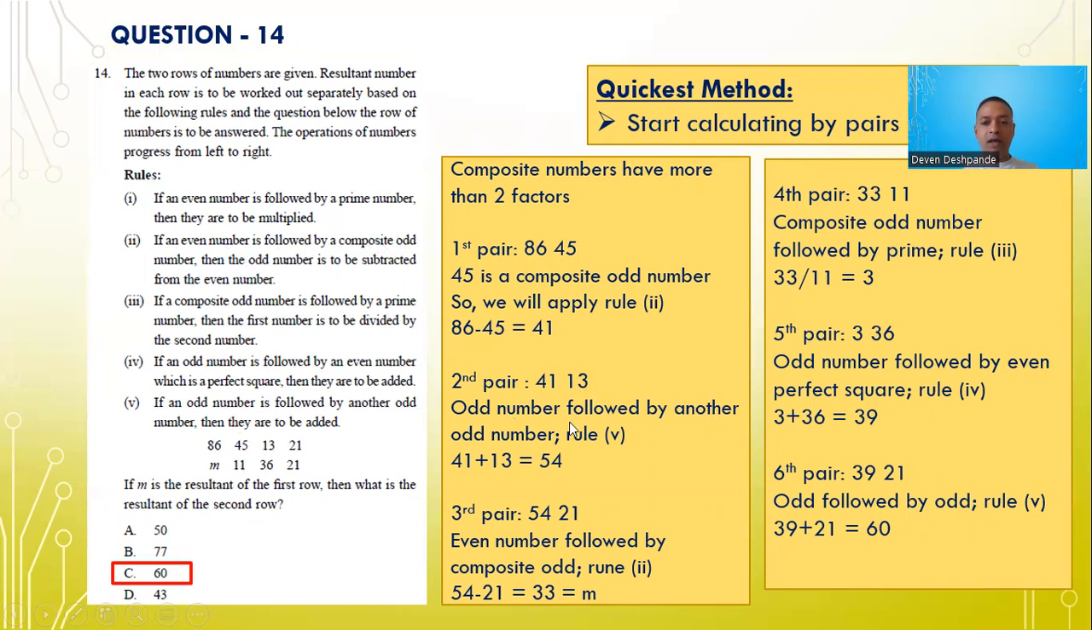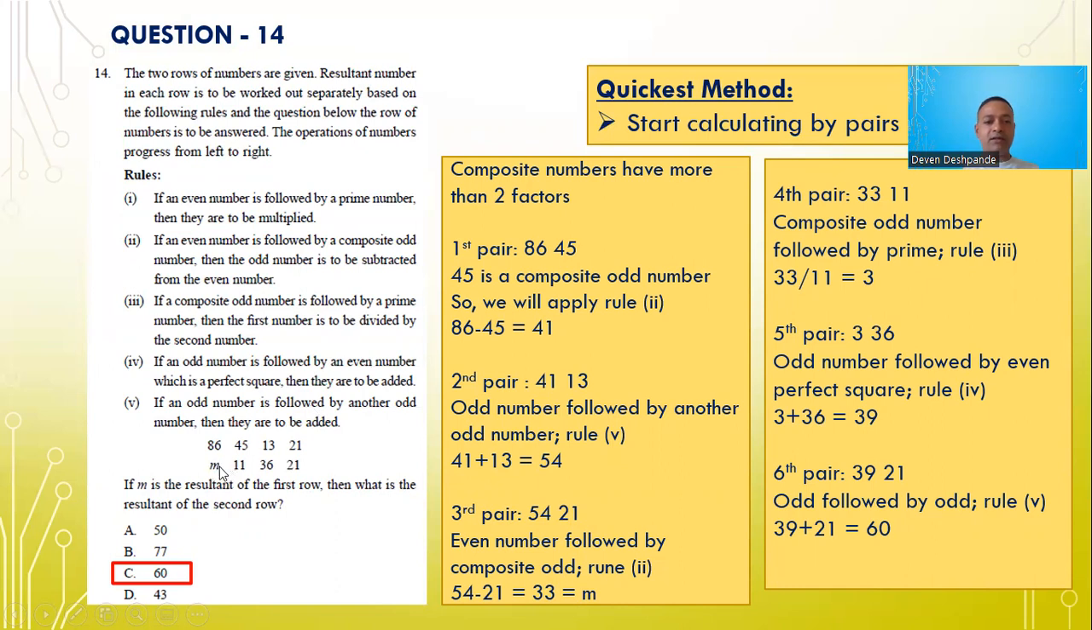Odd number followed by another odd number, which will be rule 5. Rule 5: if an odd number is followed by another odd number, then they have to be added. 41 plus 13 is 54. So the result is 54. So 54 and 21. Even number followed by a composite odd number, isn't it? Because 21 is composite odd. What are the factors of 21? 1, 3, 7 are the factors of 21. So even number followed by composite odd; again apply rule 2, they are to be subtracted. The composite odd is to be subtracted from the even number. 54 minus 21 is 33. So M will be 33.